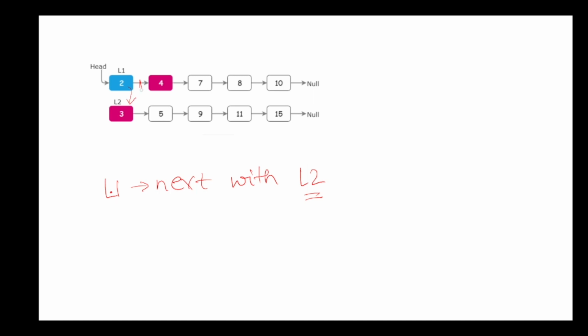But if I take out this link, I would have lost the address of 4. So what I would do is I will have a variable temp hold the address of this 4. 3 is now a confirmed node, right? So I will have L1 move here and L2 come to 4.